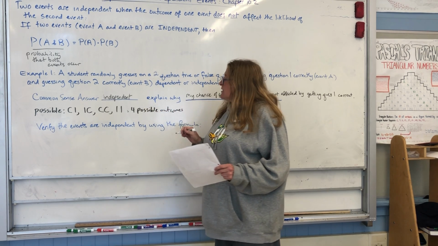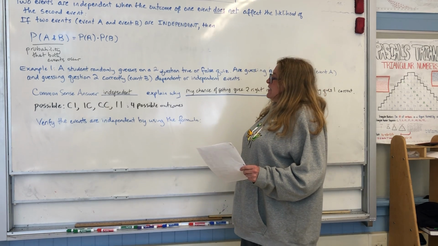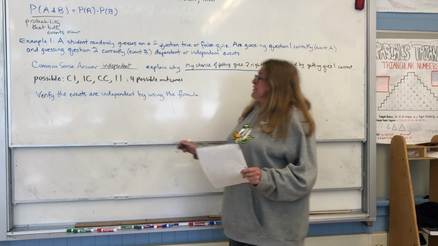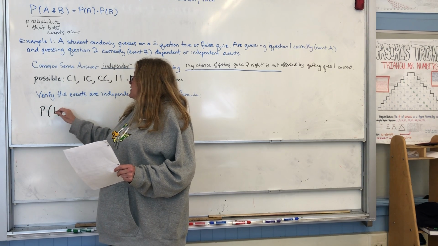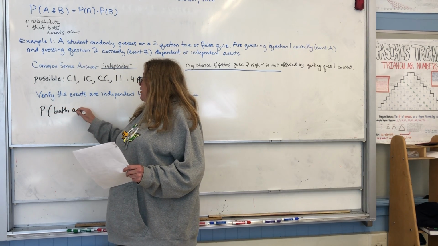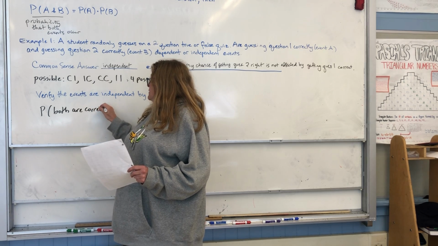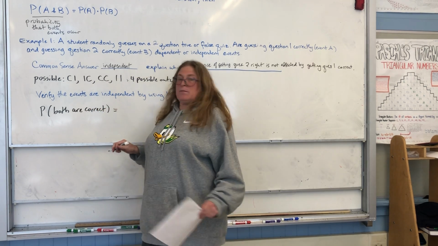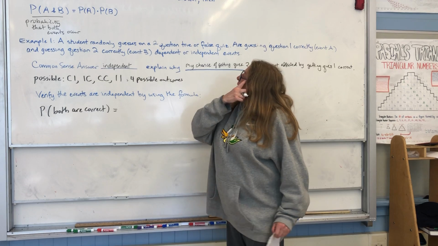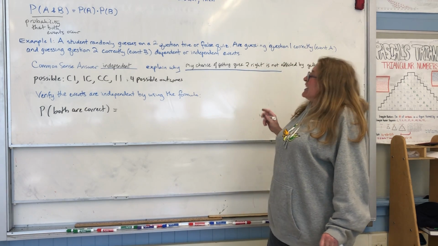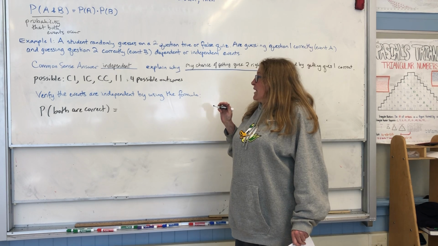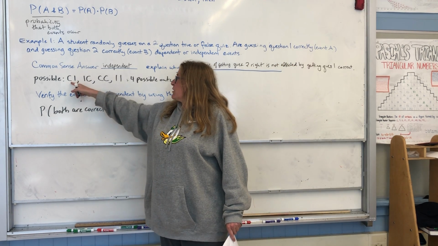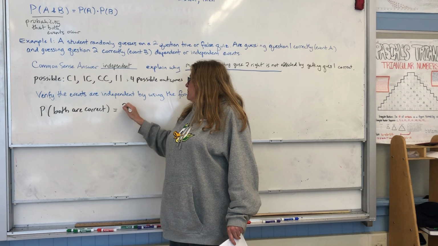Okay, so let's do the probability that we want to use the formula. So we're going to try to find the probability of A and B. So in this case, it's the probability that both are correct. Well, let's look at the probability of A. Event A is that the student guesses question 1 correctly. Well, how many ways can the student guess question 1 correctly? 2 out of 4.